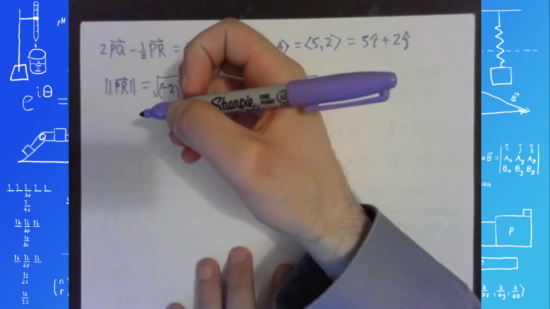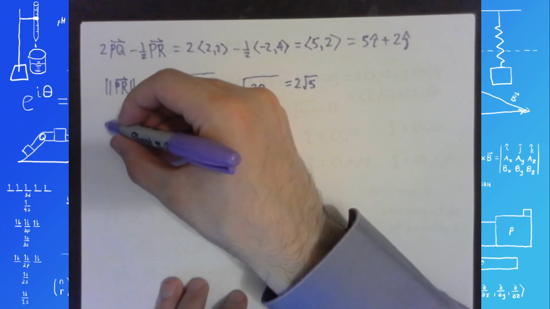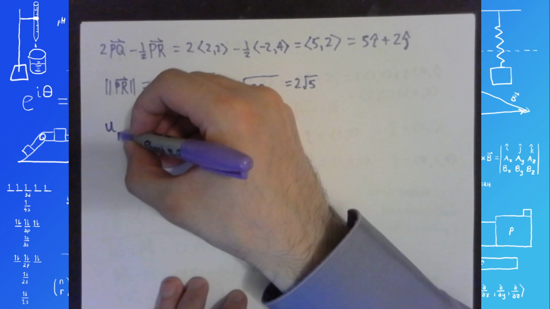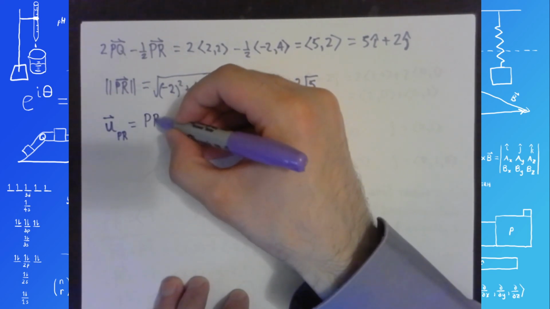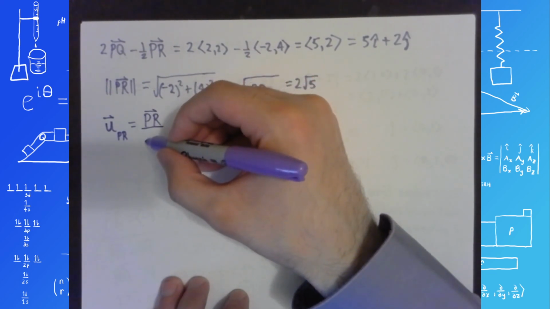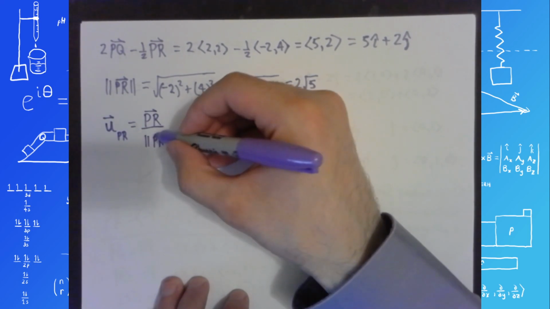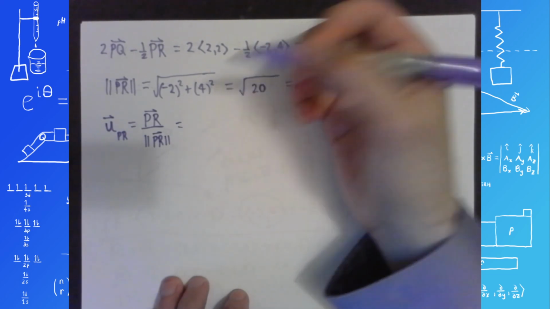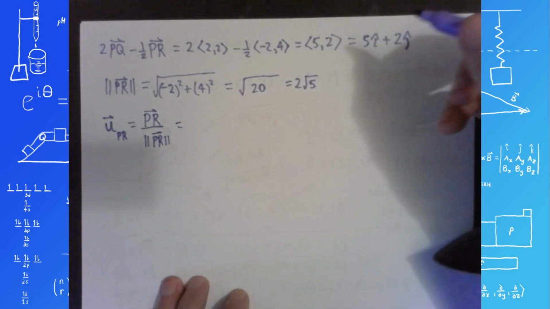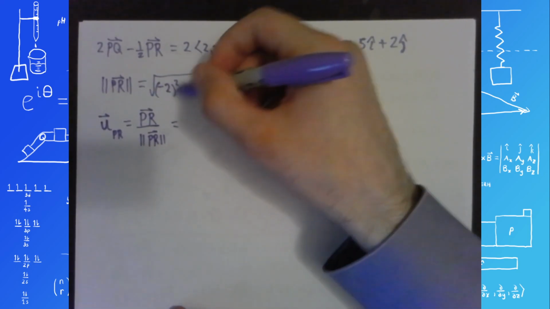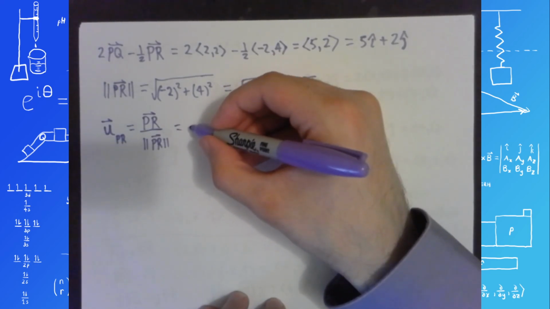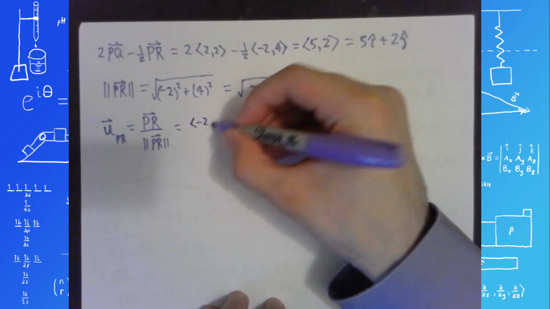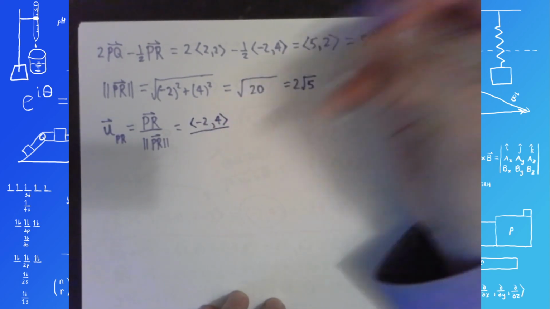So the unit vector for PR, what would I call this? I guess I'll call it U of PR is equal to the vector PR itself divided by the magnitude of PR, equals, let's see, where was it? It was not 5 comma 2, negative 2 comma 4. I could have gotten that just from looking at this. I don't know why I had to turn the page like that. I guess this is why I'm reviewing. But we have negative 2 comma 4 divided by 2 root 5.